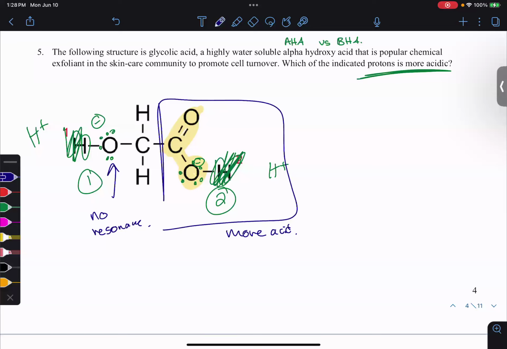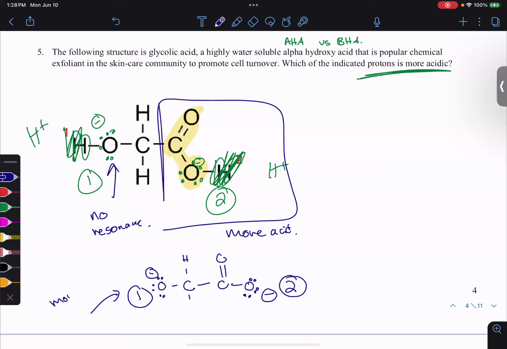So then if I drew this molecule, what spot then is more basic? Spot 1 or 2? Spot 1 is more basic. Yeah, so this is more basic.